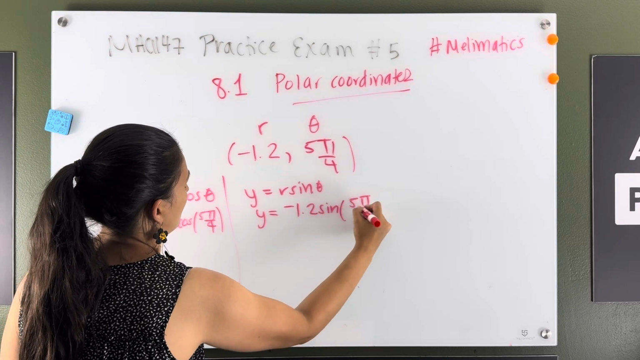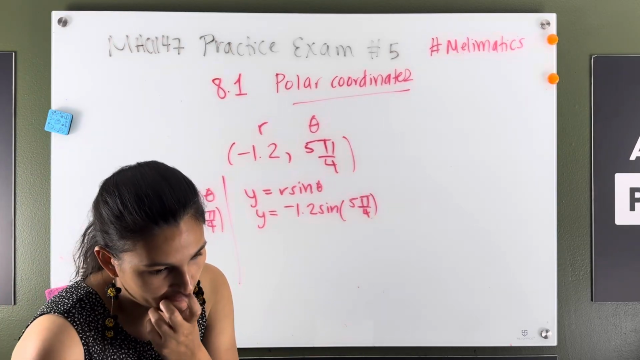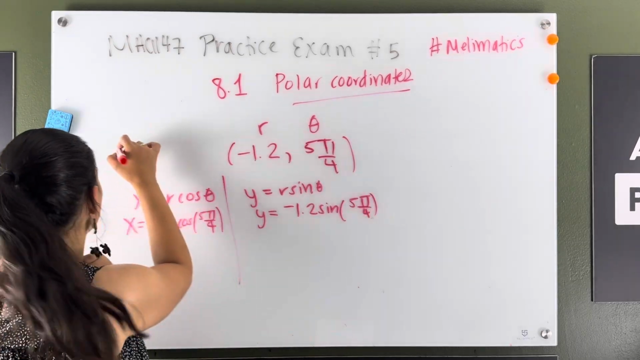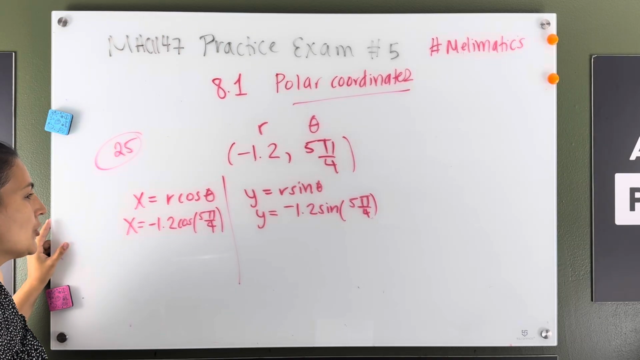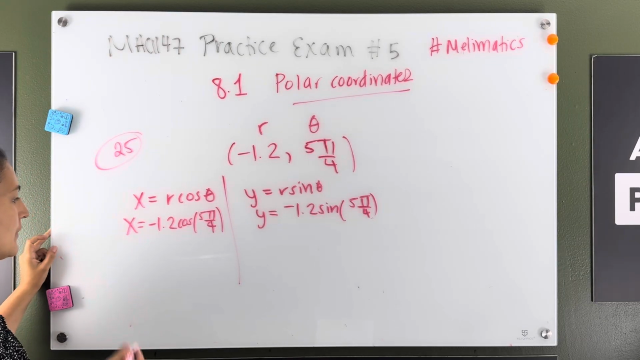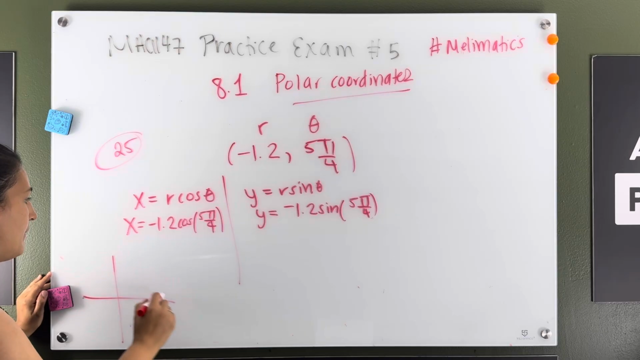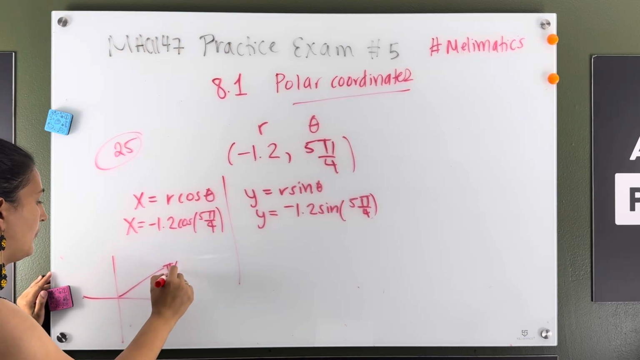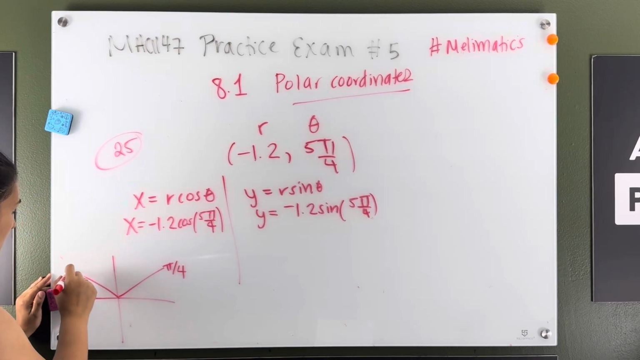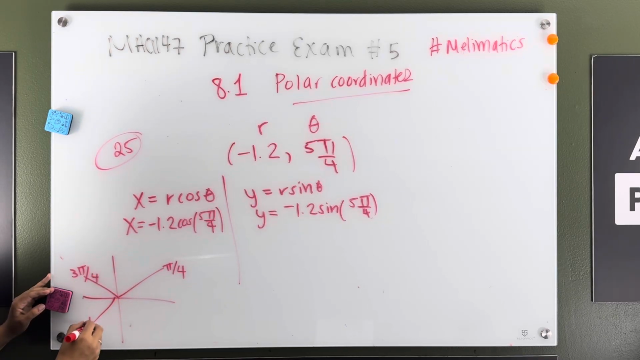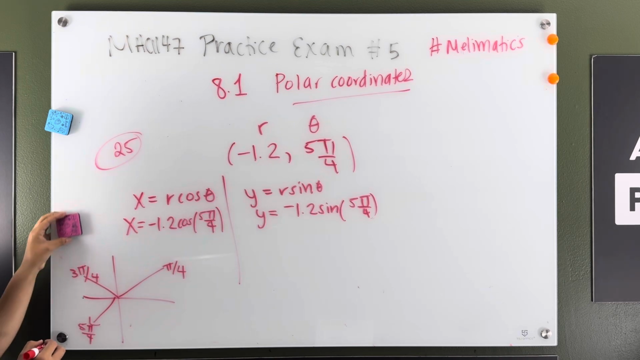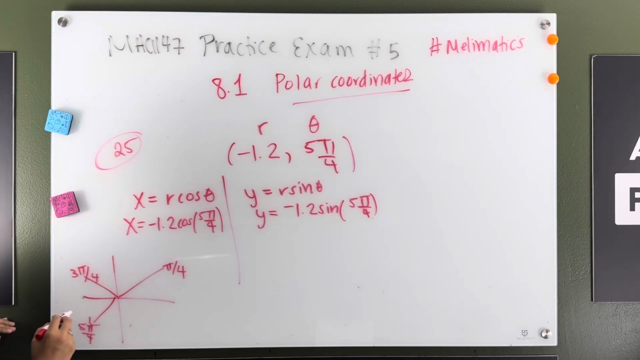So now for this one, and again, which number am I on? I'm on 8.1, number 25. Skipped. Okay, so you just figure out what the cosine and sine of 5 pi over 4 is. So here we have pi over 4, 3 pi over 4, and here we have 5 pi over 4. Okay, so what would be these coordinates?